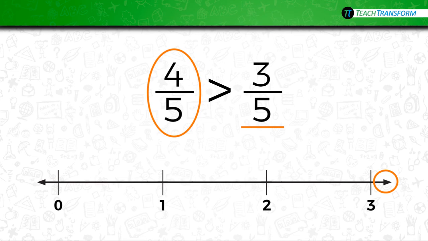Now let's look at the other comparison statement that we wrote. Look at the right side of the number line. See the shape of the arrow? See how it matches the symbol we wrote? Use this symbol when the largest fraction comes first in the comparison statement. 4/5 is larger than 3/5. 4/5 comes first in the comparison statement, so use this symbol. It's called the greater than symbol.